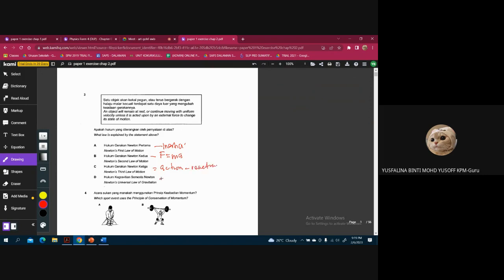Newton's law of gravitation is the one that... that one is chapter 3, not in this chapter. So in the exam, you can see they already arranged the questions according to chapter. Let's say 1 until 5 is chapter 1, form 4. Then 6 until 8 is chapter 2, form 4. Then 9 until 12, for example, is chapter 3, form 4. So they already arranged the questions according to chapter.